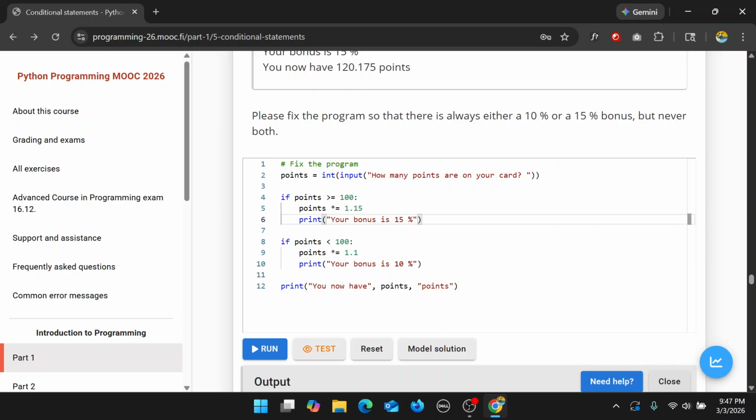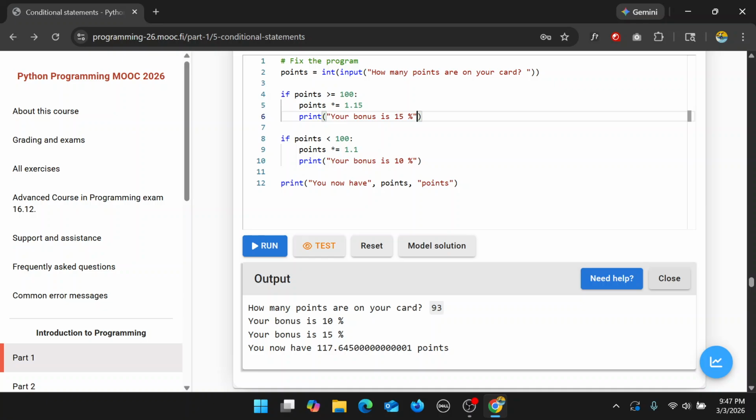Basically, if our points are above 100, it's not going to worry about doing this. Because the other way around was, even if our points were below 100, if we have a calculation that gets us above 100, it will then execute this block as well, which will then mean that the bonus is applied twice. We get both a 10% and a 15% bonus instead of just one or the other. So I think this should just be the answer.